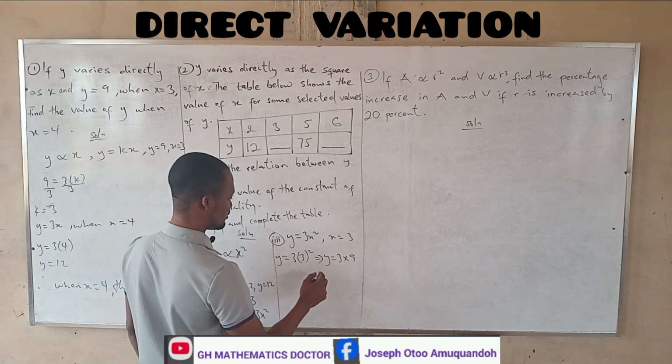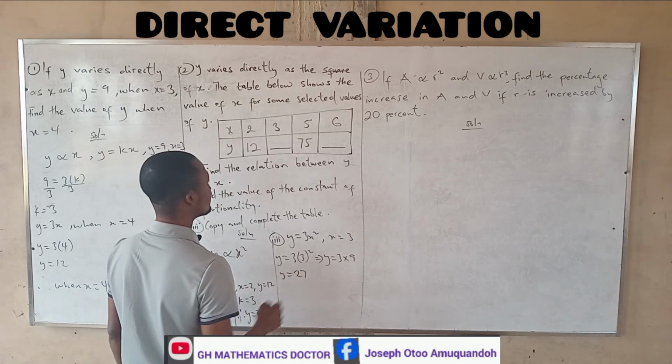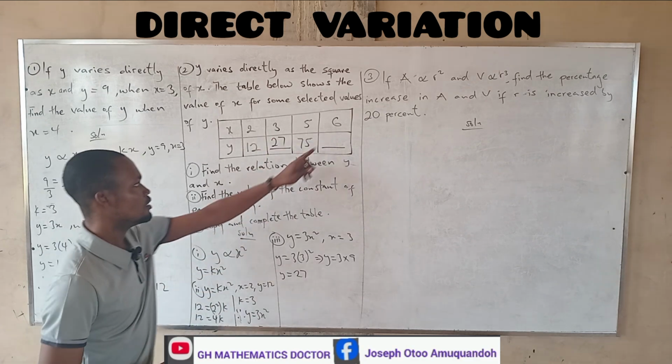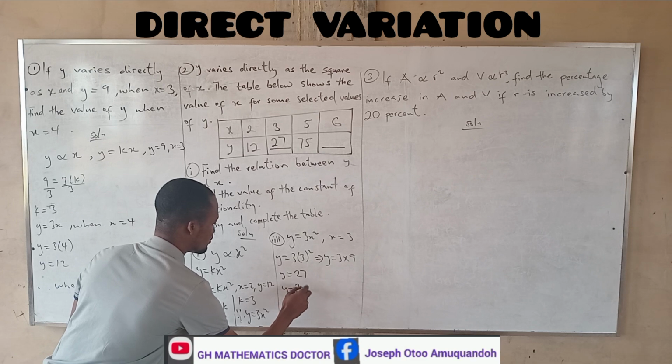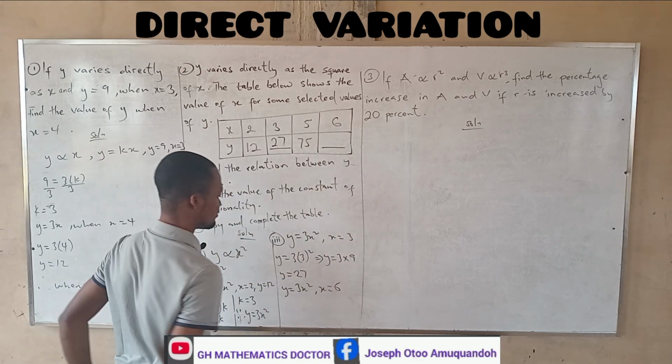So we are going to get y equal to 27. So this place is going to be 27. And the next one, y equal to 3x squared when x is equal to 6.